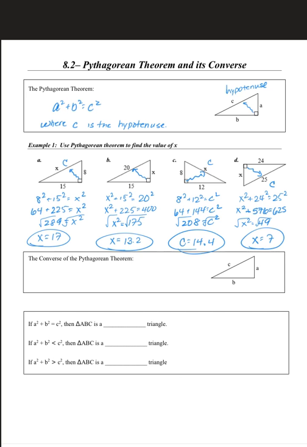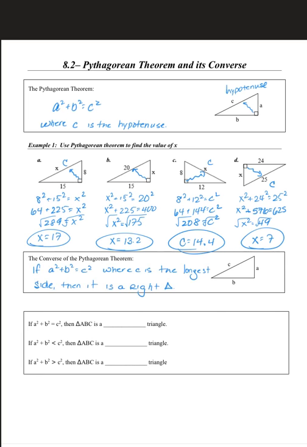All right, so that's the lesson we've already covered. Now we're going to cover the converse of that. So converse basically flips it over. So Pythagorean theorem says if it's a right triangle, then a squared plus b squared equals c squared. So the converse of that is going to reverse that. It's going to say if a squared plus b squared equals c squared, then it is a right triangle.